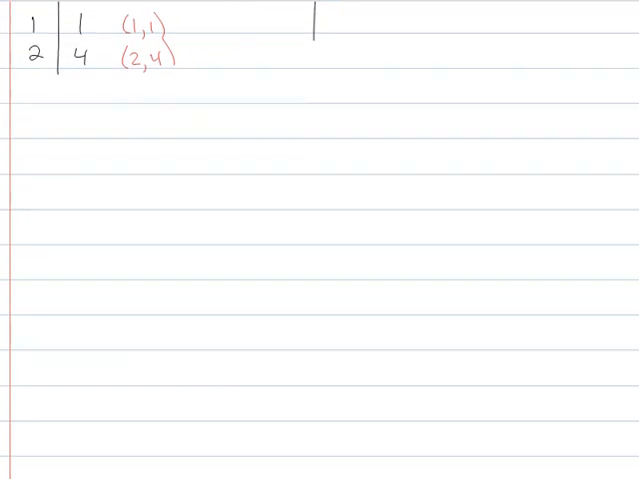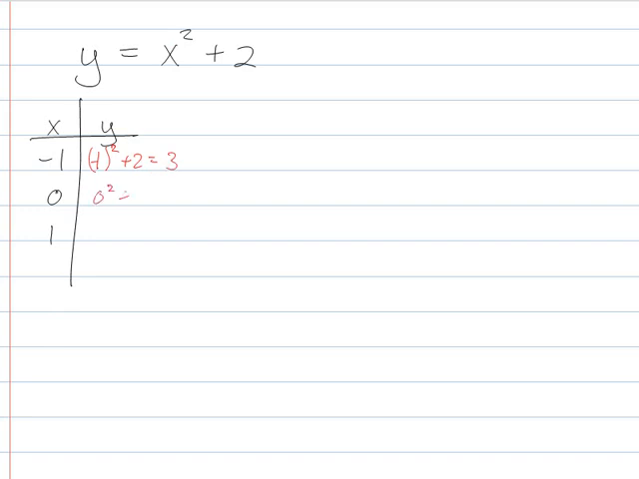Okay, so that's what we're going to start off with. Now, let's take a look at what if I have a slightly different equation. What if I have x squared plus 2, for example? Now, I'm just going to do -1, 0, and 1. So -1 squared plus 2 is 1 plus 2, which is 3. 0 squared plus 2 is 2. And 1 squared plus 2 is 3. So my points are (-1, 3), (0, 2), and (1, 3).